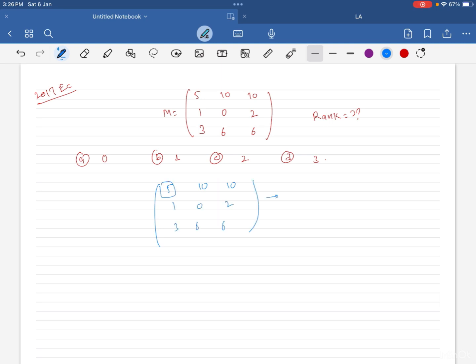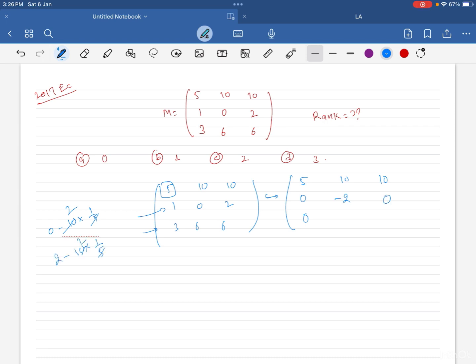Take this as a pivot, apply the elimination to eliminate these two guys. So we will have 5, 10, 10, and here we will have 0, 0 anyhow, and here we will have 0 minus 10 into the multiplier, which would be 1 by 5. So minus 2, and here we will have 2 minus 10 into 1 divided by 5.